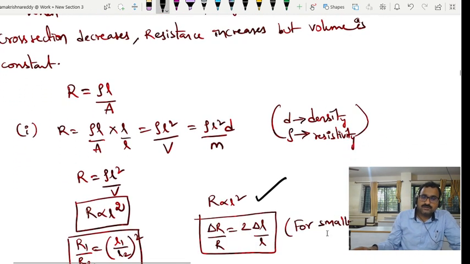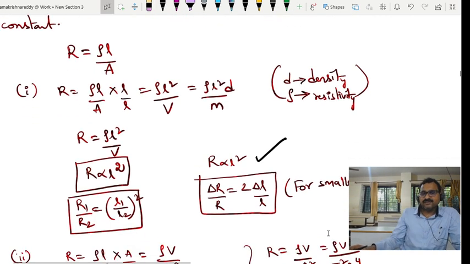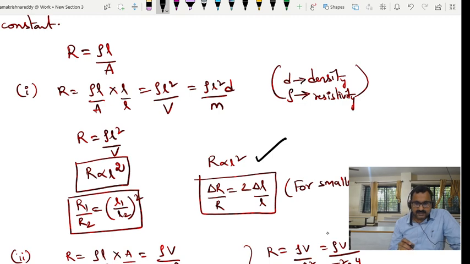Next. See that one, very important formulas which are very important for the problems. Already we know that R is equal to rho L by A. In the first case, when I am multiplying and dividing with L, we have done that, L by L directly. Multiplying and dividing with L, or multiplying with L by L, whichever you take, meaning will be same. Then rho L square by V, because area into length becomes volume. But already we know that density D is equal to mass by volume.